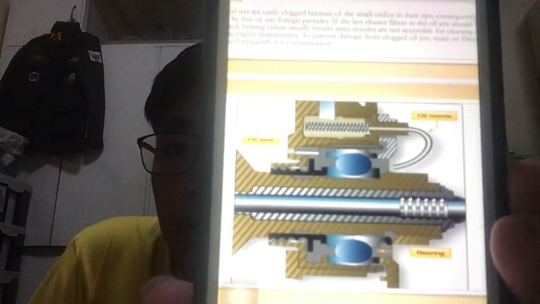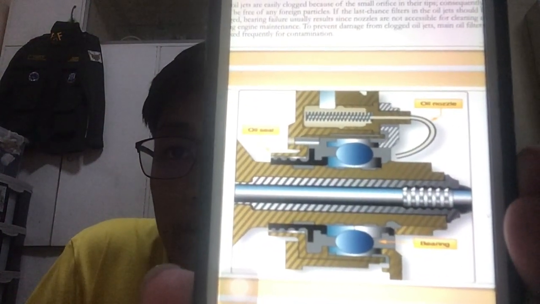Oil jets. So, ito yung picture. Sa picture niya, meron tayong oil seal, oil nozzle, bearing. Ito. Yan.